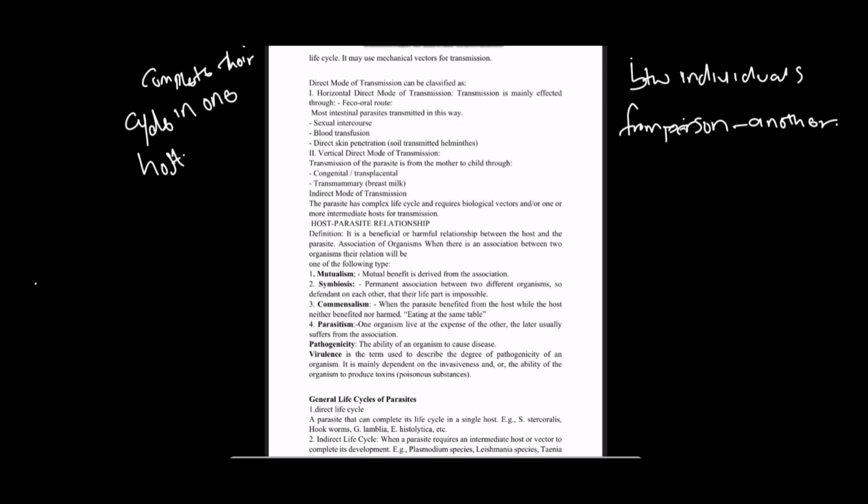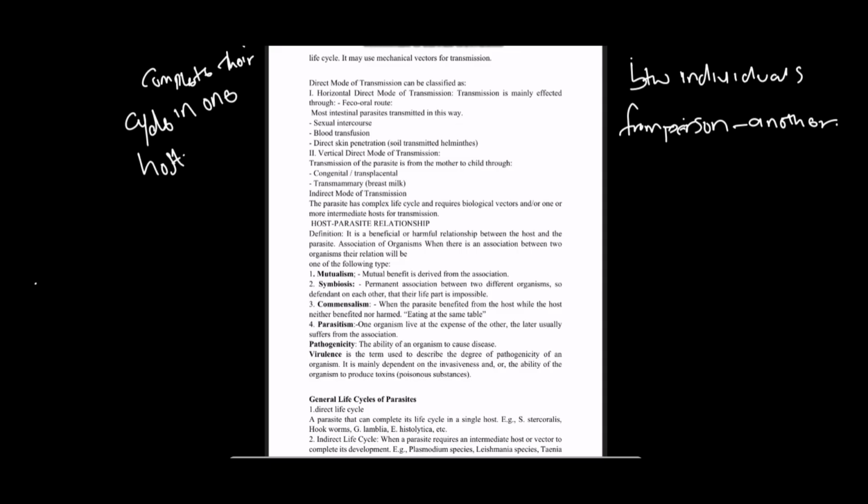We said that in the direct mode of transmission, the parasite completes its life cycle in one host, right? Under it, we have the horizontal, which is the transmission between individuals of the same generation. It simply means from one person to another person. Are we together? It does not involve parents to offspring. That is genetics. You understand?